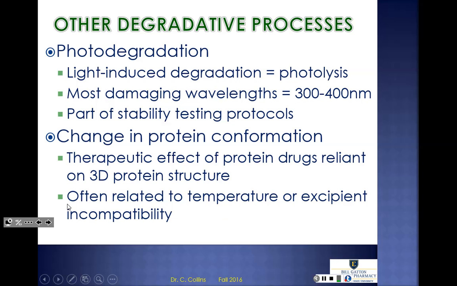Change in protein conformation. A protein relies upon its three-dimensional structure. So if the environment alters that three-dimensional structure, its effect can be changed quite a bit. It's often related to temperature and excipients. The excipients we can control. The temperature could be an issue, not so much in manufacturing, not so much in storage at the pharmacy level, but what happens in between. How's it shipped? How's it stored?